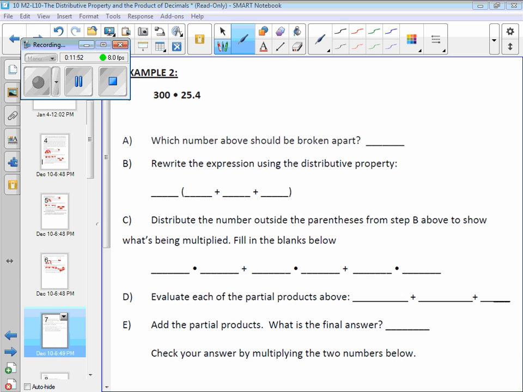Threesies. First, let's do it. What number gets broken up? You'll see this is going to get broken up into 3 pieces. What number gets broken up? Yes. We don't like 25.4. It's a crooked number. Same thing. The number we like on the outside is 300. But you'll see now you've got to take 25.4 and break it up into 3 pieces. What are those pieces? Right, 20 plus 5 plus 0.4. Good.